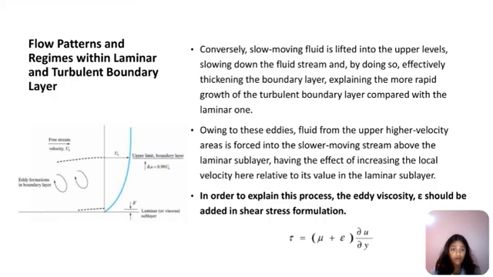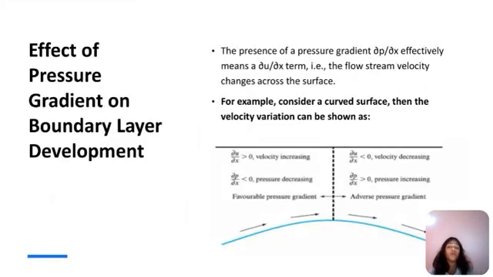Now, what is the effect of pressure gradient on boundary layer development? What is that effect we see? The presence of a pressure gradient means that the flow stream velocity changes across the surface. This gradient is shown by dou p by dou x, or you can say dou u by dou x. Now for example, consider a curved surface. The velocity variation is shown below.